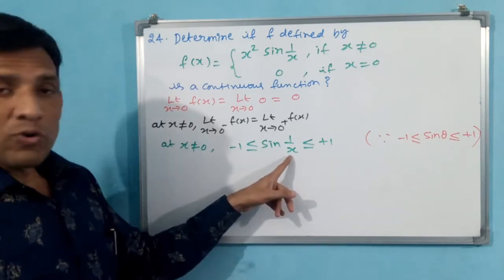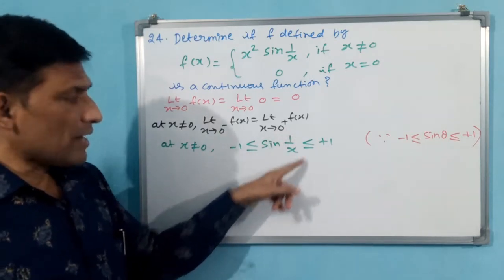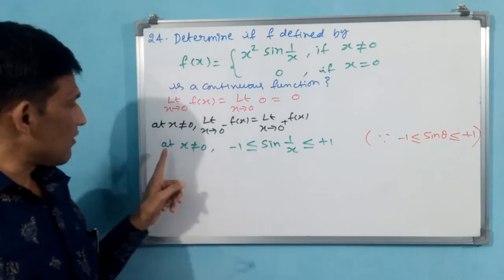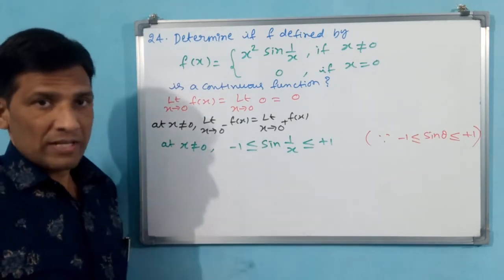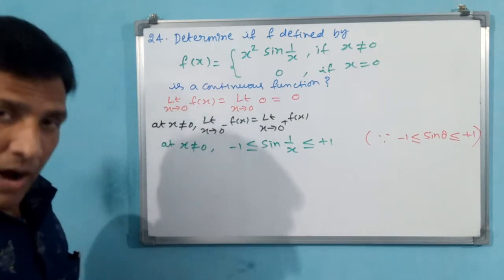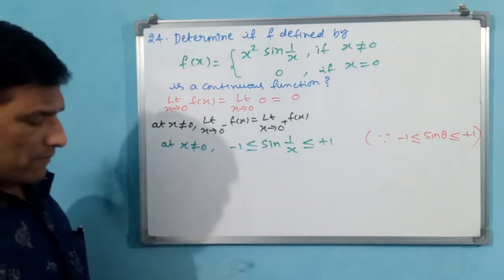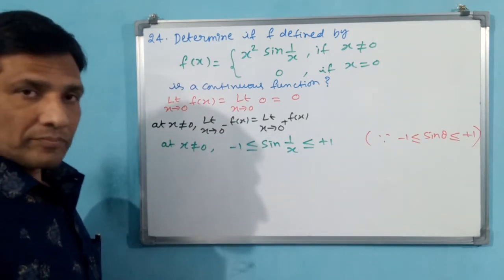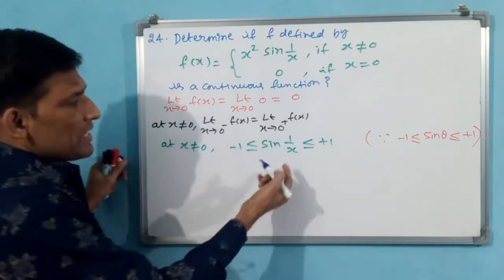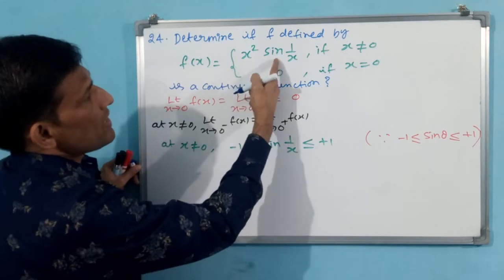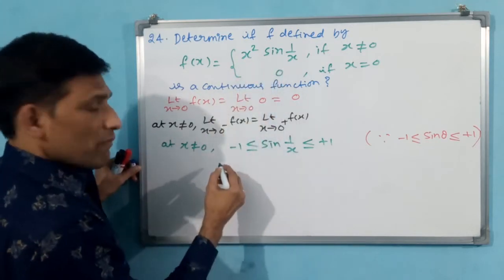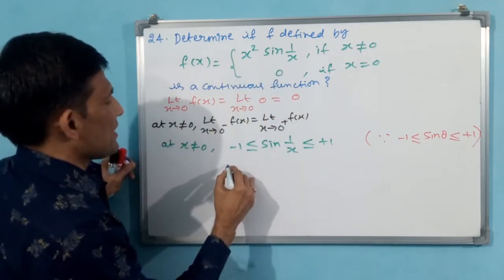But if you apply 0 here, then undefined will come. See, I have already written here, x is not equal to 0. That is why we are not giving 0 for x here. Okay. Now what I am doing, observe carefully. I am multiplying with x square on all three sides. Why? Because you see here, x square is there. If I multiply with x square, what will happen?